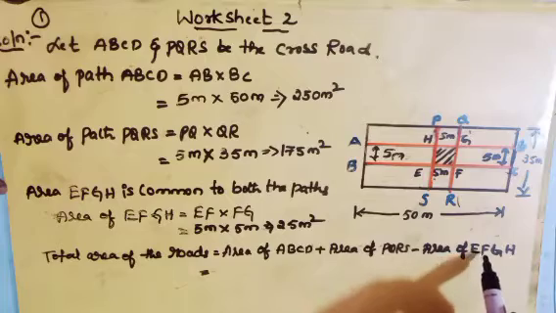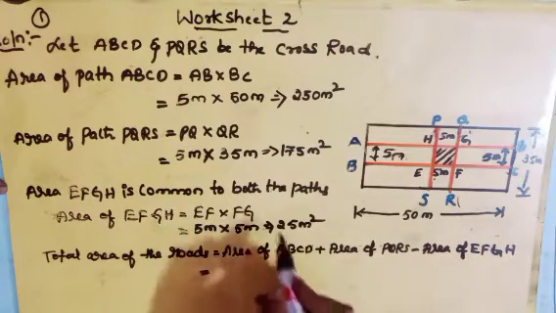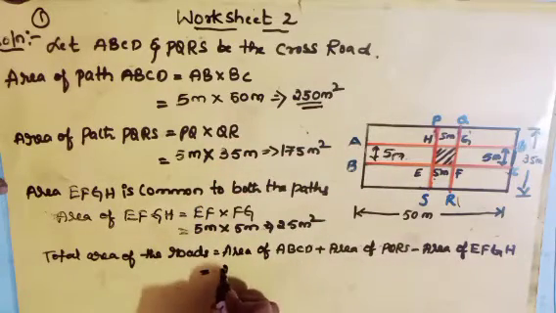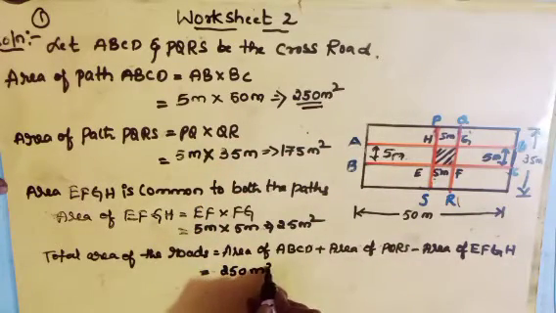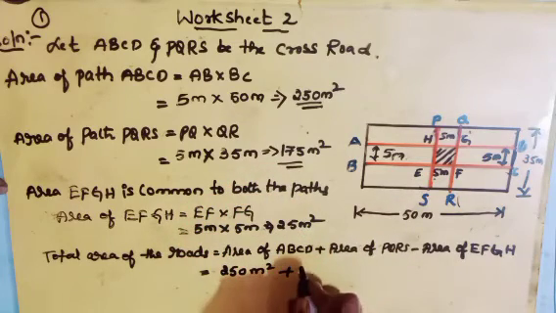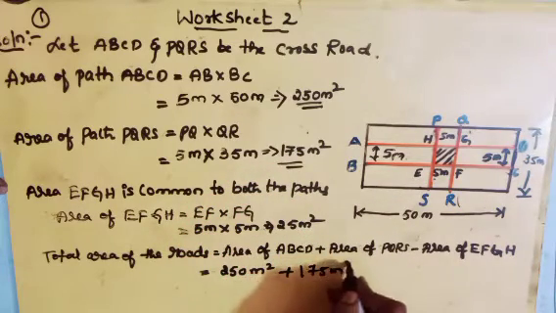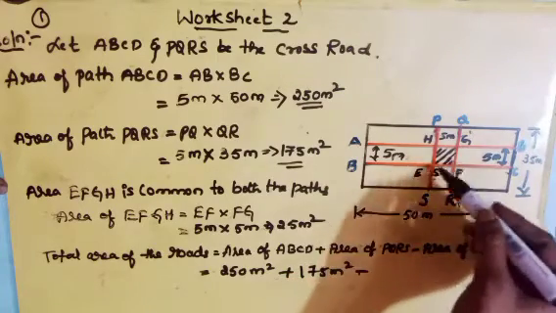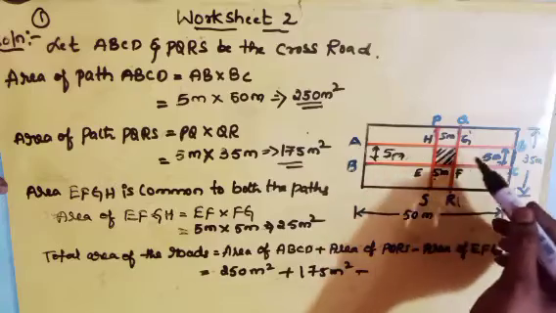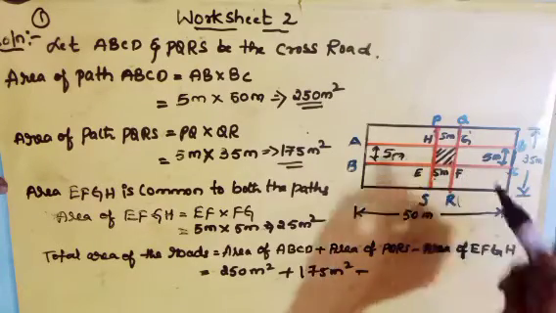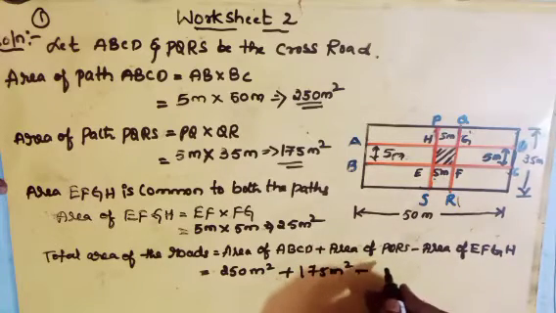Next, total area of the road equals area of ABCD plus area of PQRS minus area of EFGH. Area of ABCD is 250 meter square plus area of PQRS, 175 meter square. Why are we subtracting? Because EFGH is common to both the paths, so we have to subtract it here.